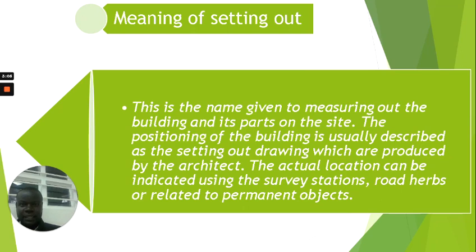Like I said, the meaning of setting out, you can have it there displayed. This is the name given to the measuring out of the building, and it is part on the site. The positioning of the building is usually described as the setting out drawing, which are produced by the architect. The actual location can be indicated using the survey stations, road hubs, or related to permanent objects. Are we there? We are there.